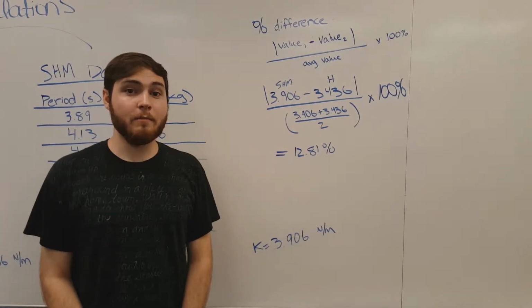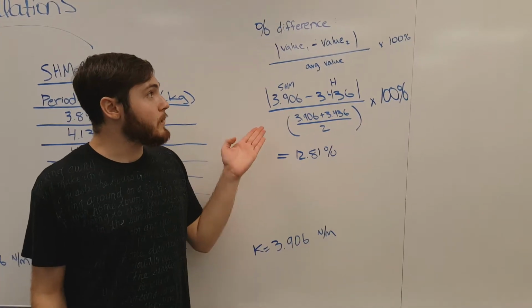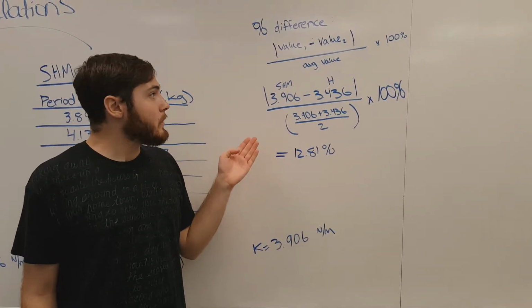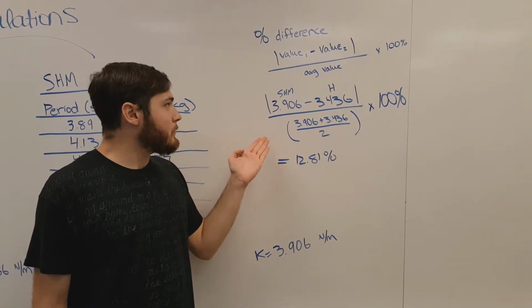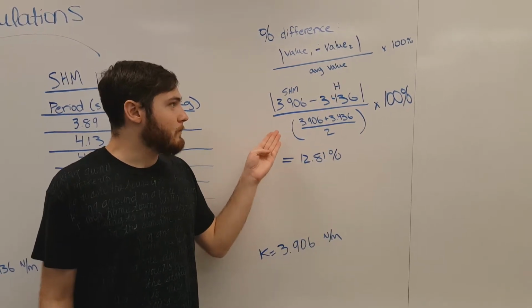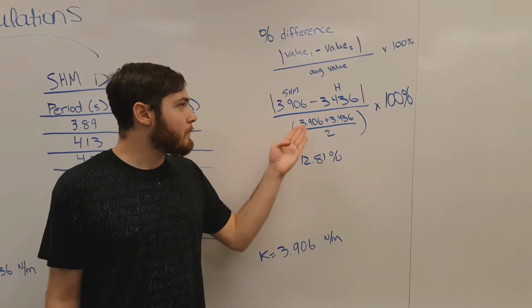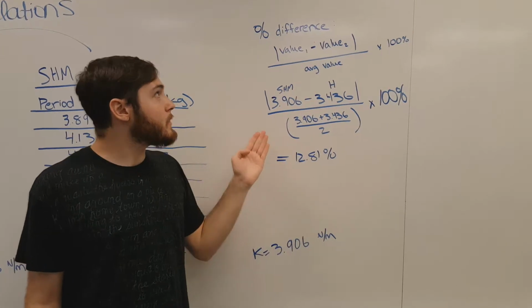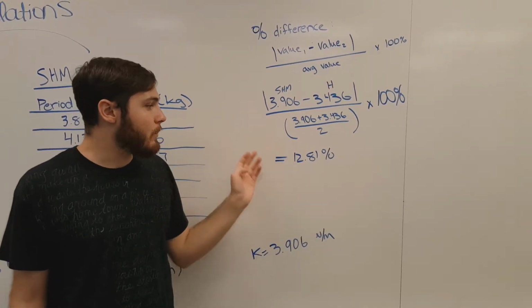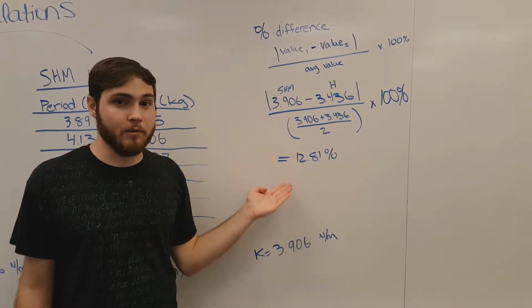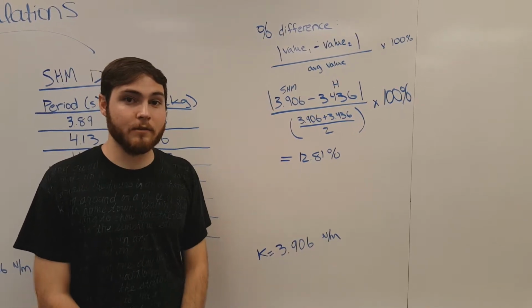In order to test our hypothesis, we decided to calculate the percent difference between our two values. So for simple harmonic motion, we got 3.906, and for Hooke's law, we got 3.436. Using this percent difference equation, we were able to calculate a 12.81% difference between the two values.